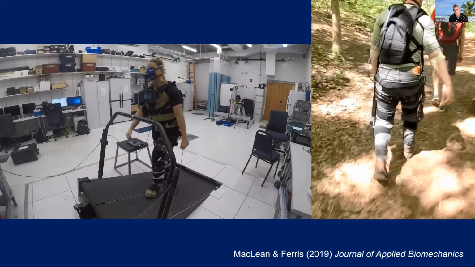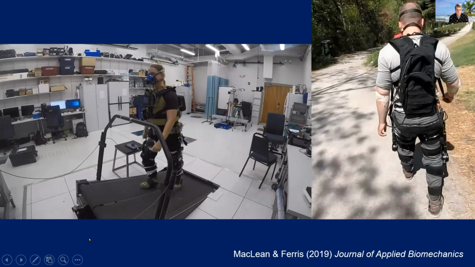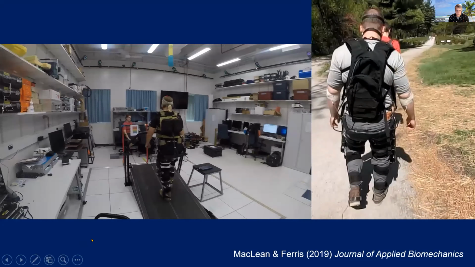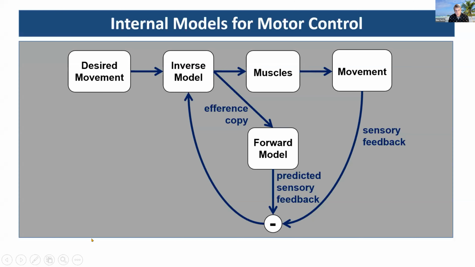And I think getting out in the field is really key to evaluating the device for the future. An important aspect that's fundamental to getting a good controller for an exoskeleton is understanding the way that humans currently use their nervous system for control.